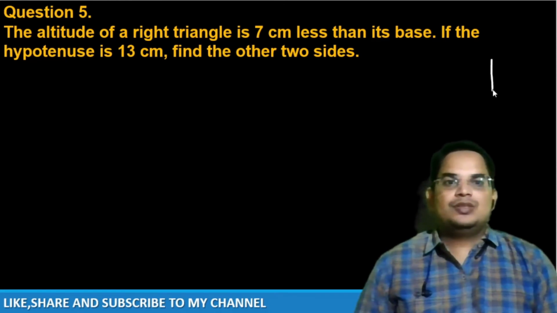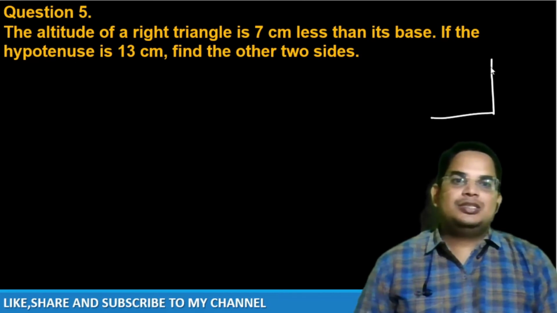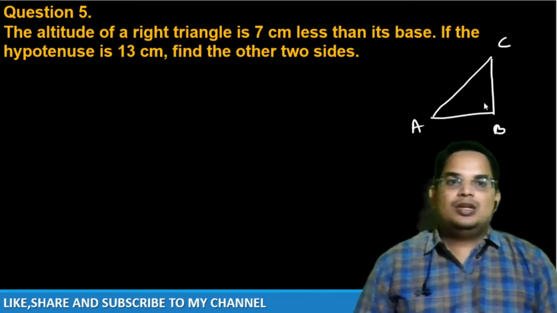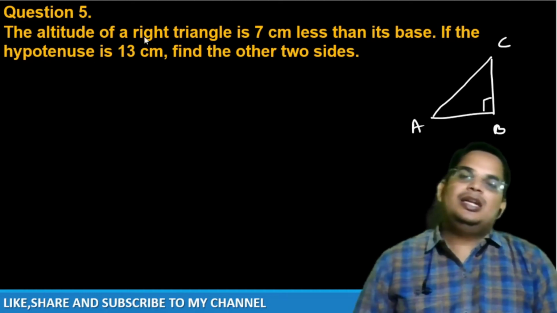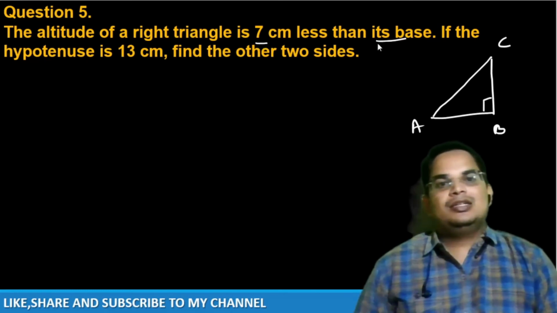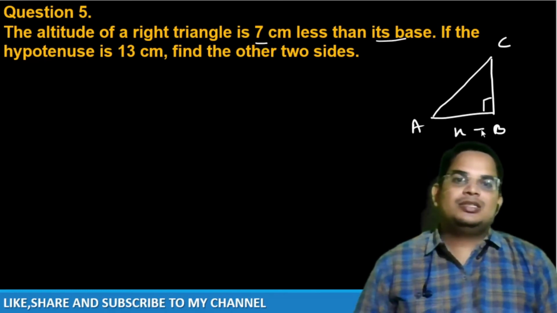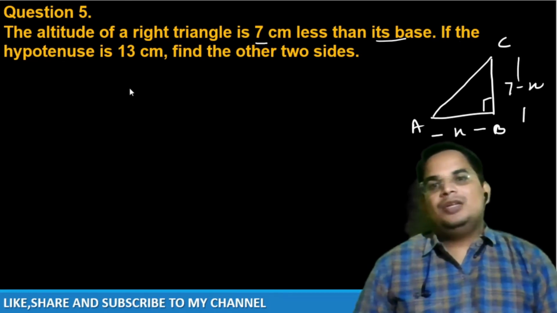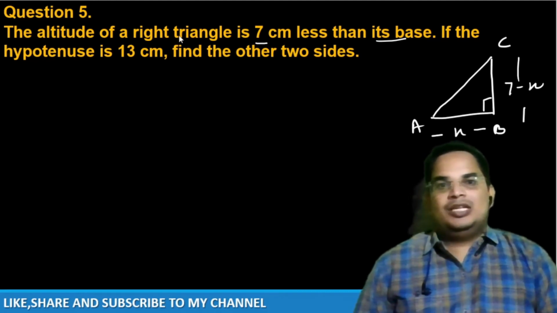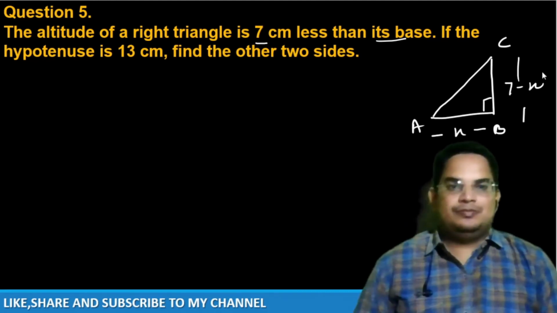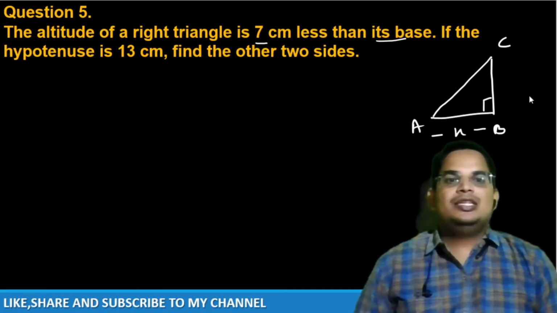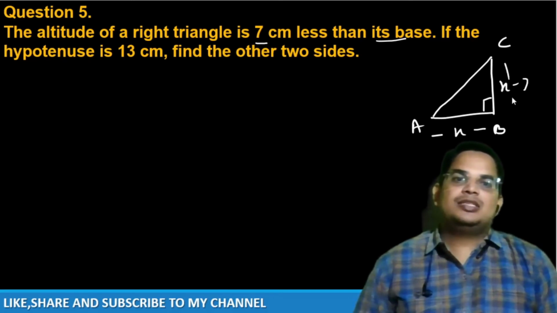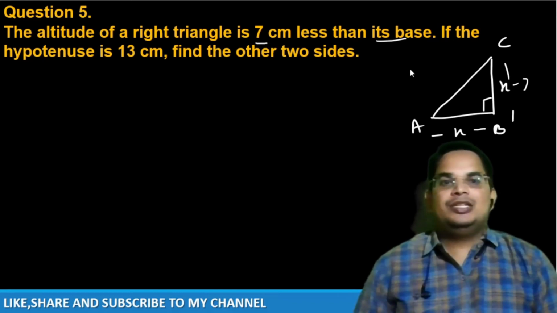Very easy question, children. First of all, draw a right angle triangle in this way. This is A, this is B, and this is C, and this is a 90-degree angle. They are saying the altitude of the right angle triangle is 7 centimeter less than its base, so let the base be x. And the altitude is 7 centimeter less, so it becomes x minus 7 centimeter, and the hypotenuse is 13.